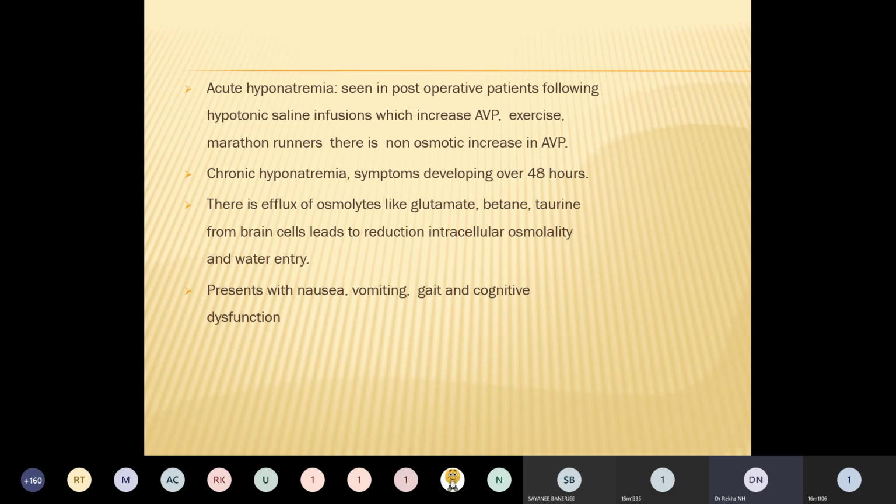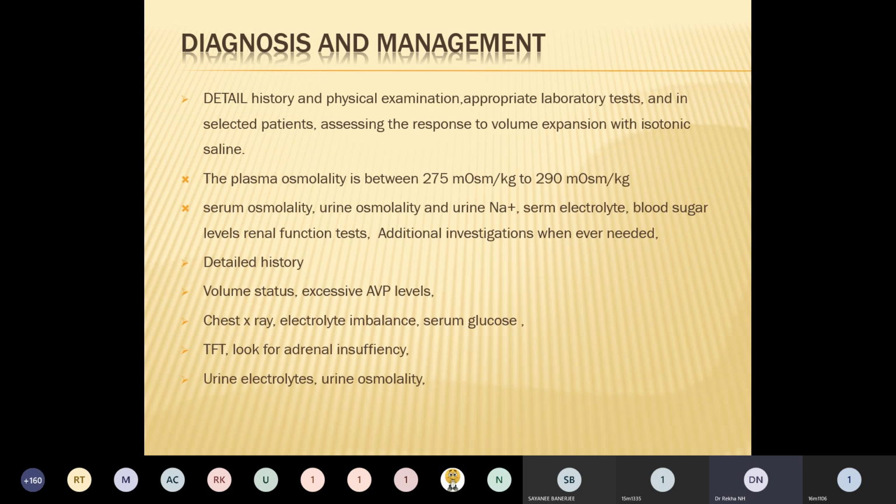So most of the time these patients have nausea, vomiting, gait disturbances or cognitive dysfunction. Coming to the diagnosis and management of hyponatremia: whenever we suspect hyponatremia, say an elderly patient with comorbidities, or a hypertensive taking a diuretic, who has come with features of altered sensorium or generalized weakness, we have to suspect hyponatremia.